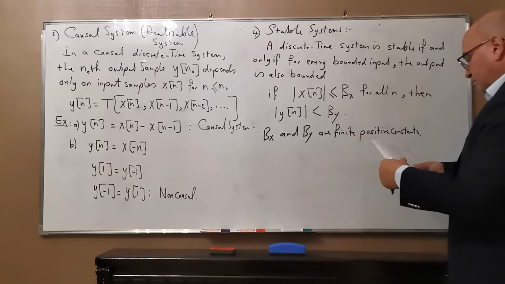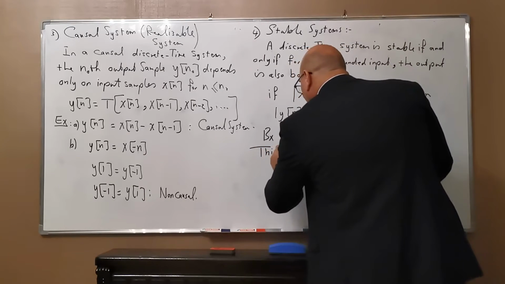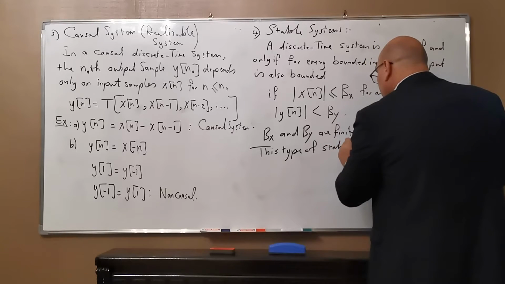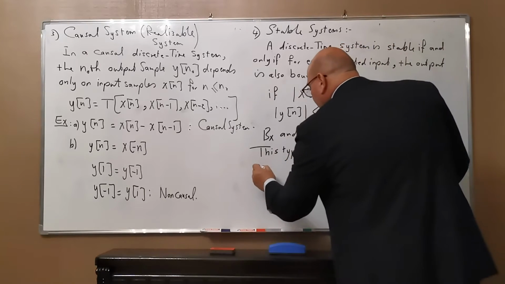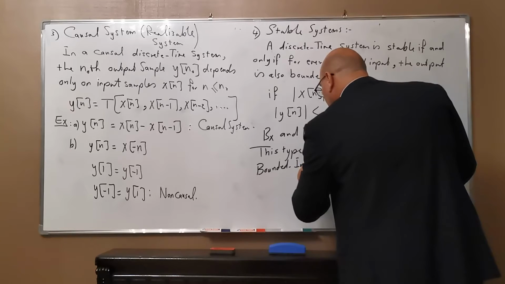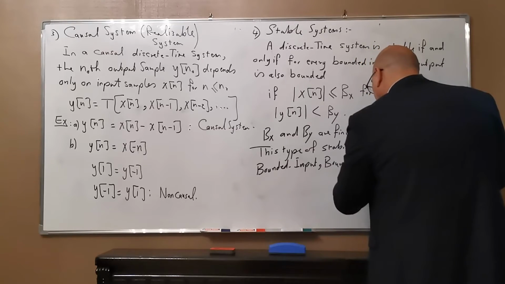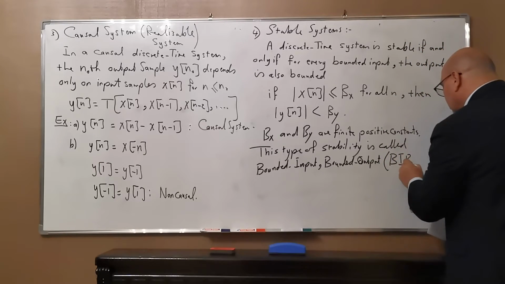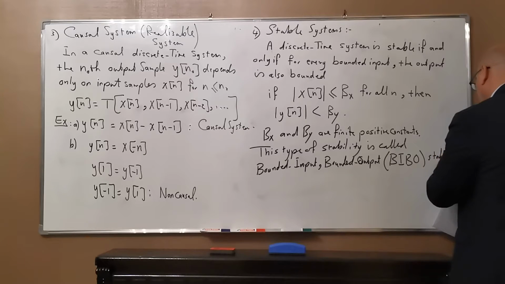Okay. This type of stability is called bounded input bounded output stability, shorthand notation BIBO stability criterion.